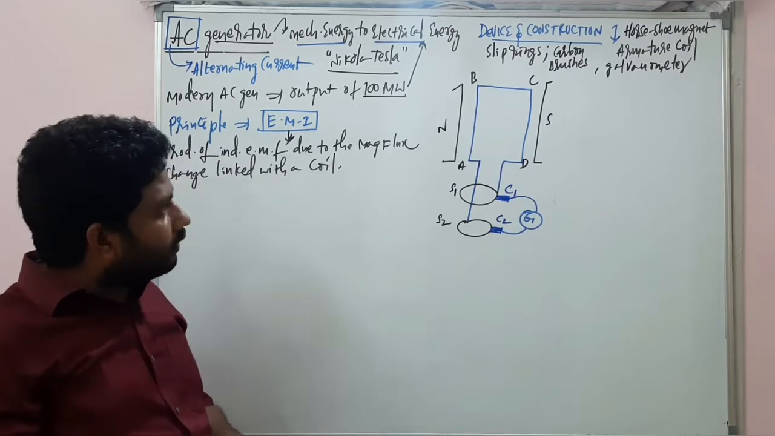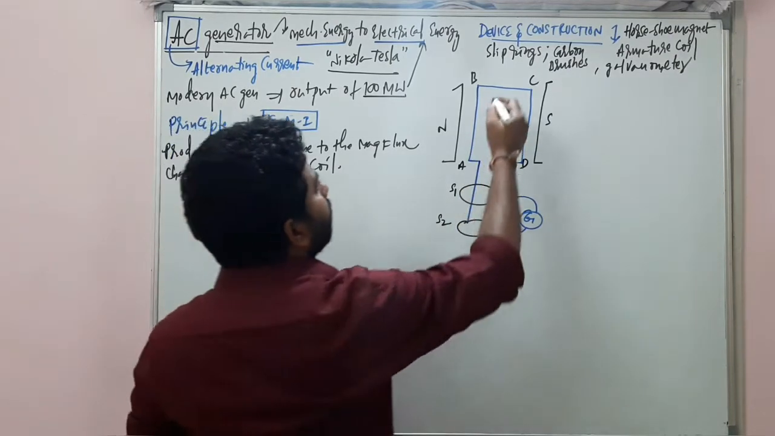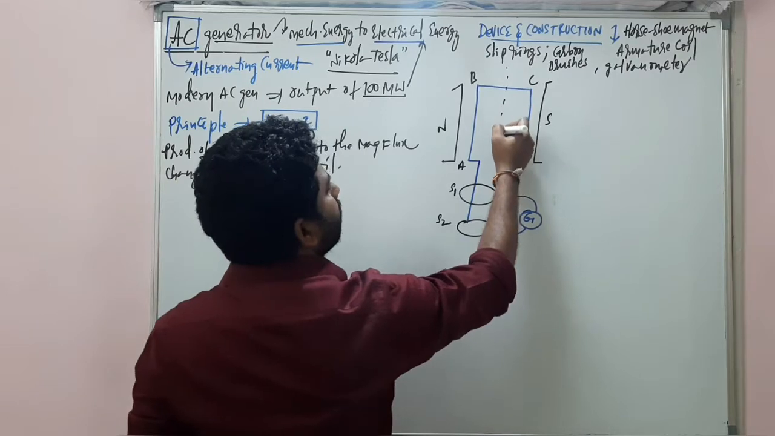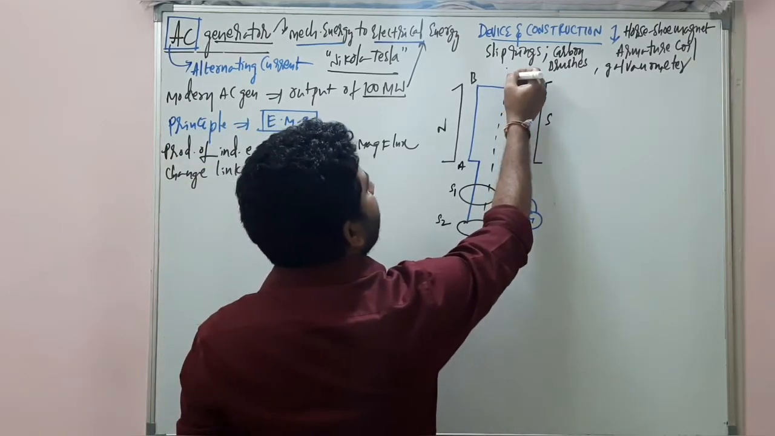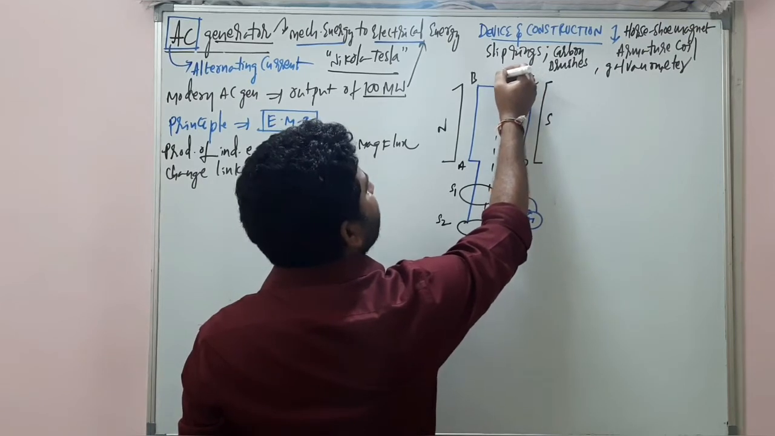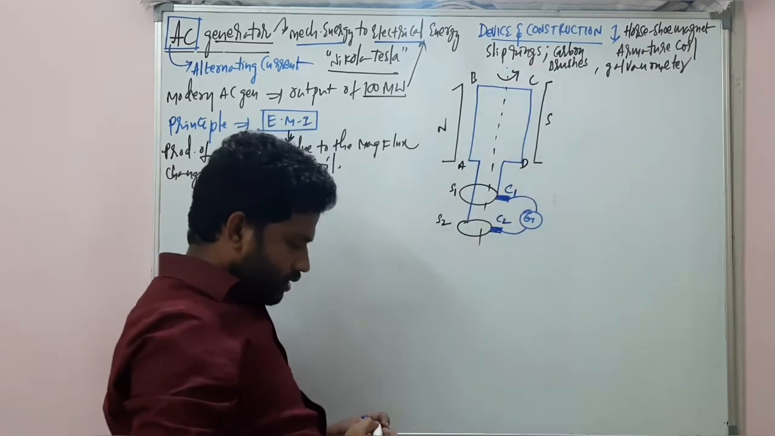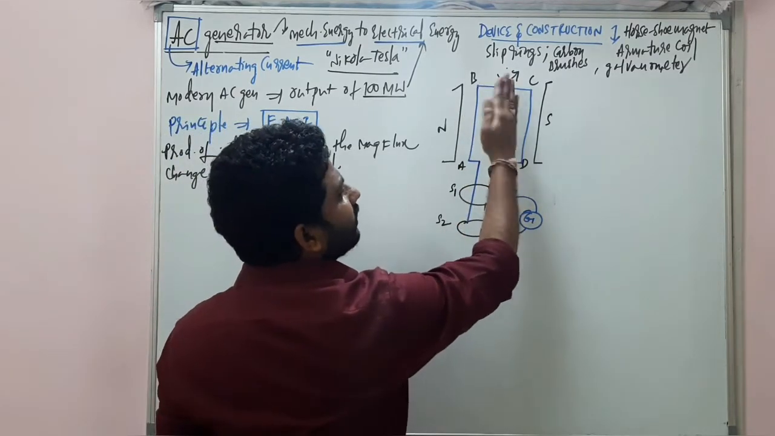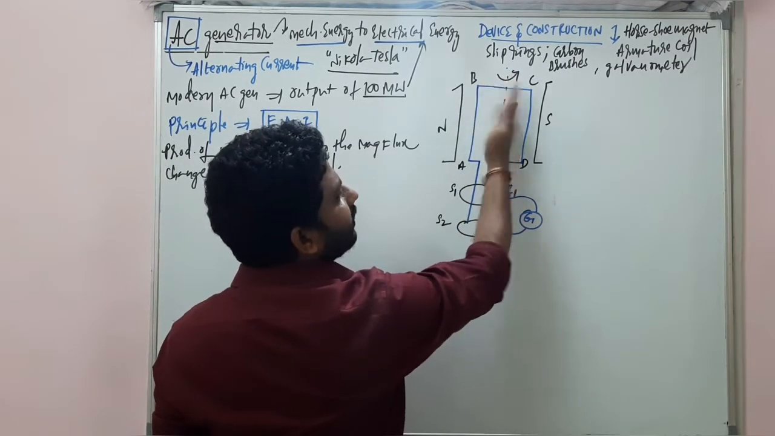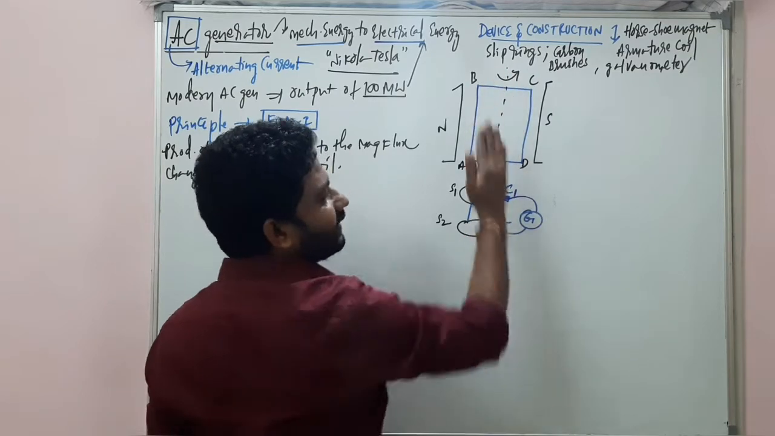Now let's see, this is an imaginary axis, and carefully see, we are just rotating this coil in this direction. Look here, we are rotating the coil in this direction. My dear students, look here carefully, we are rotating the coil in this direction.